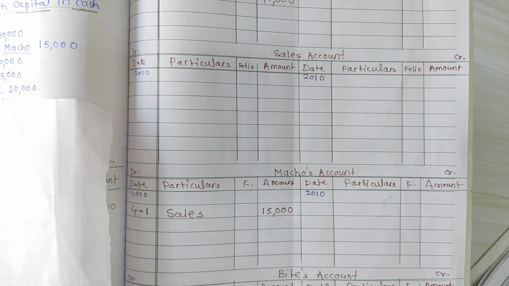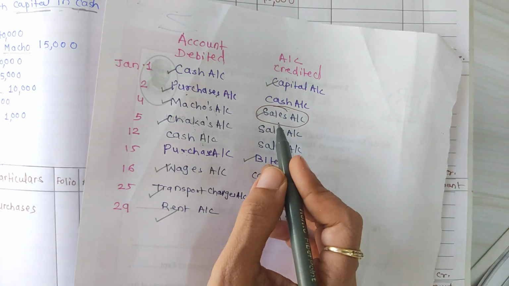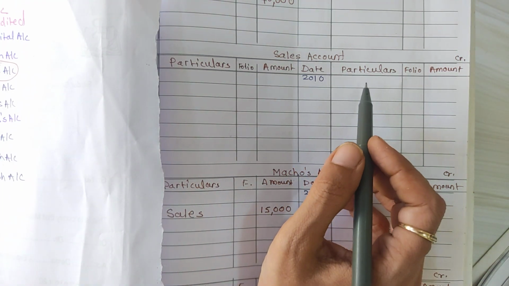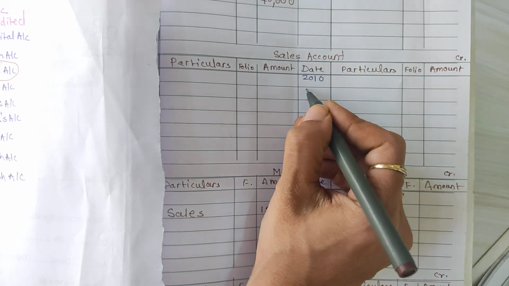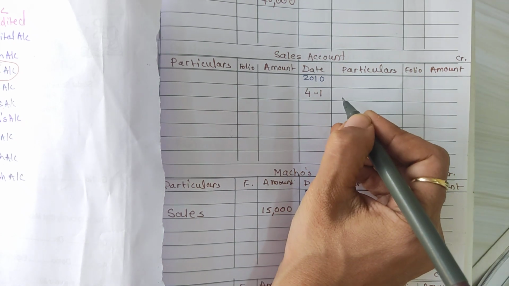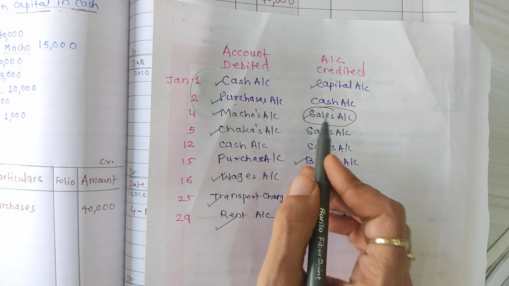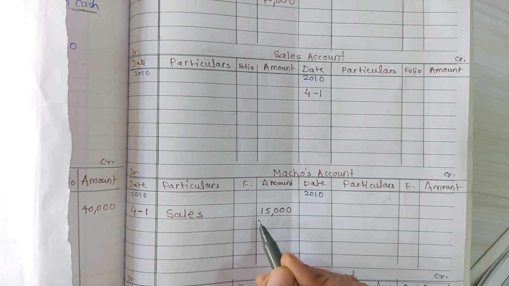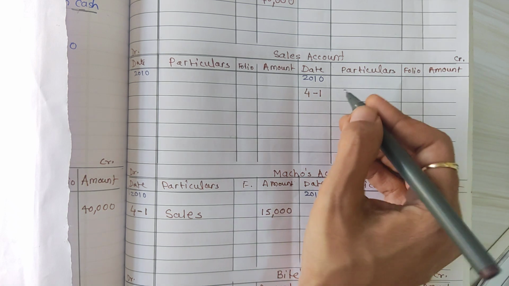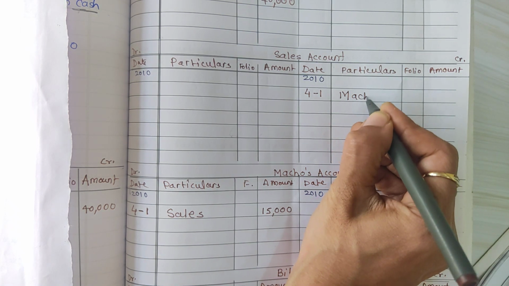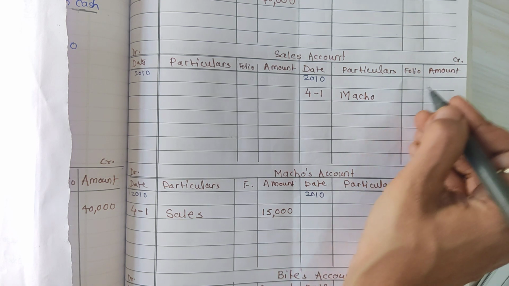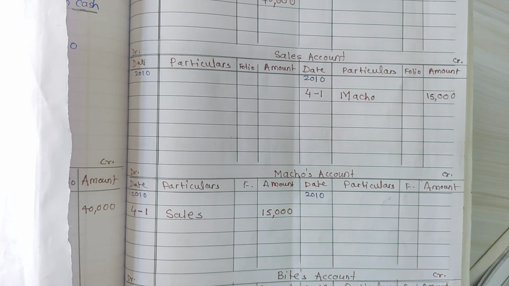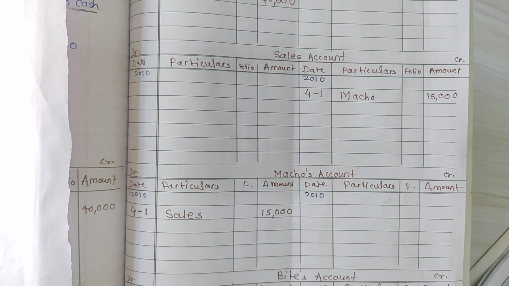And which account is credited? Sales account is credited. So in the sales account, you have to write down on the credit side, date is 4th January. While writing, you have to write down the name of the account which is debited. So which account is debited? Macho's account. You have given the effect in the Macho's account debit side. So in the sales account, effect will come on the credit side. See, these are the principle of double entry system. One account is debited and the other account is credited.